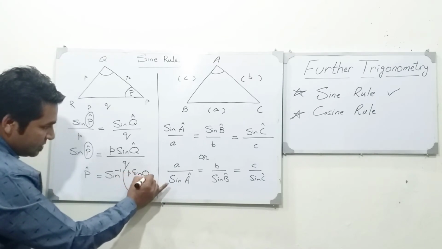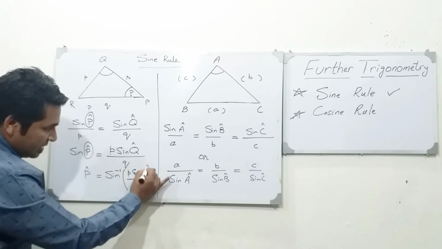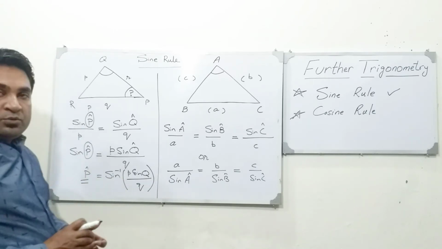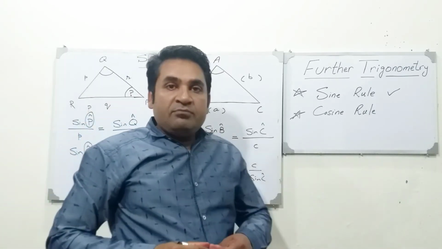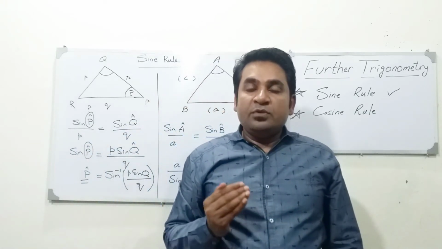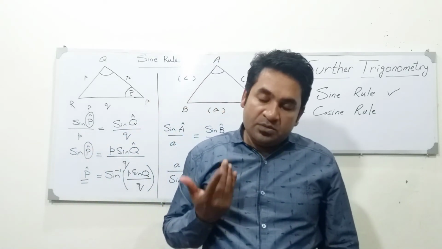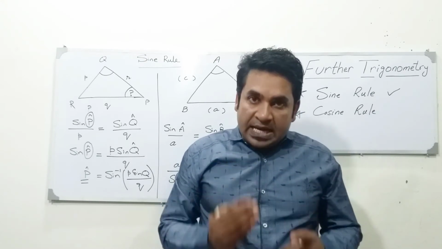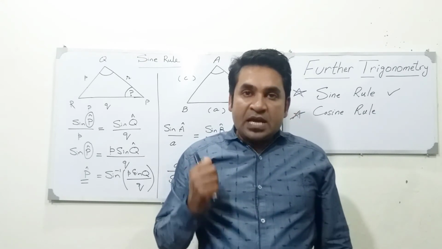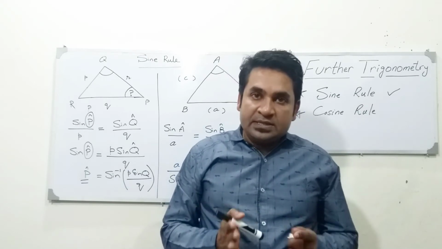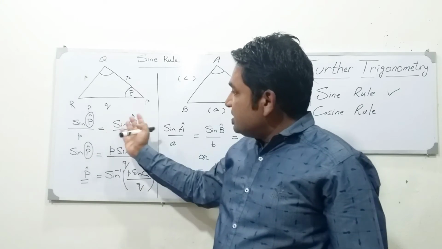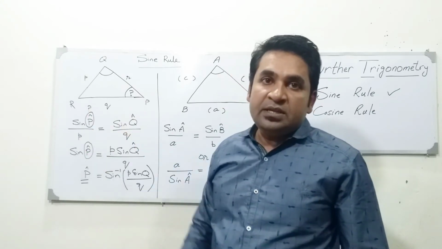Now here you are going to use your calculator and you will get the value of this angle P. In the same way, you can find the value of angle Q, or angle R. Even if any side is not given, this sine rule is going to help you find that side. You just have to change the sides and solve algebraically, and you will get the answer.